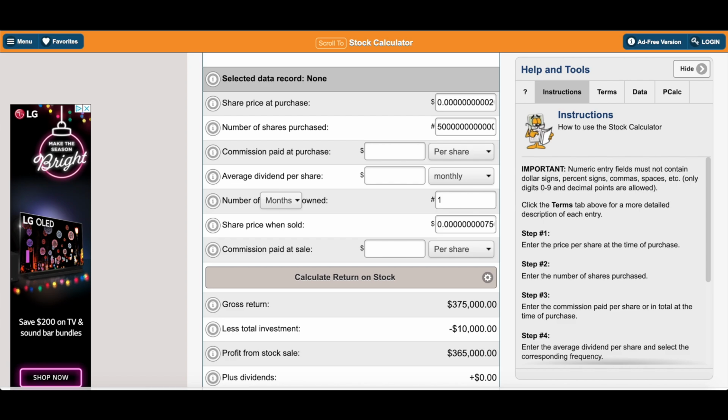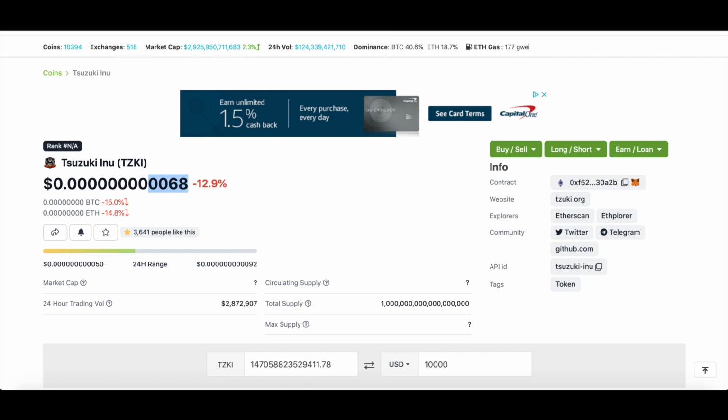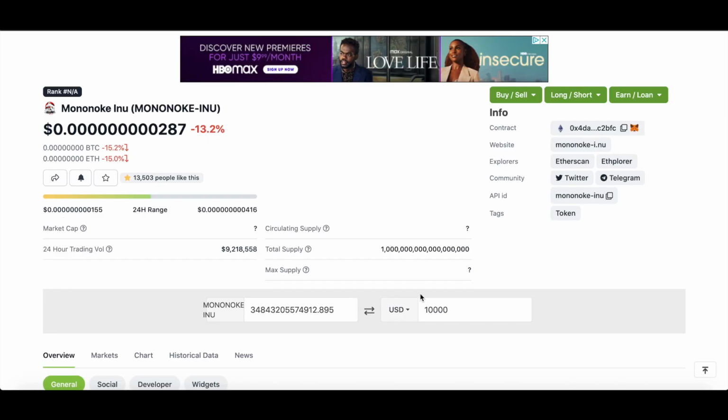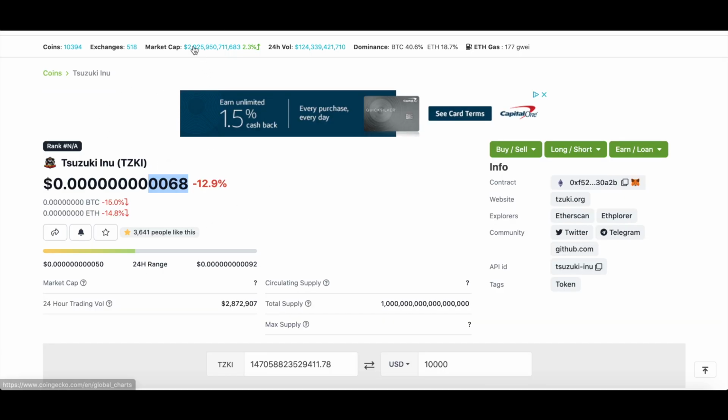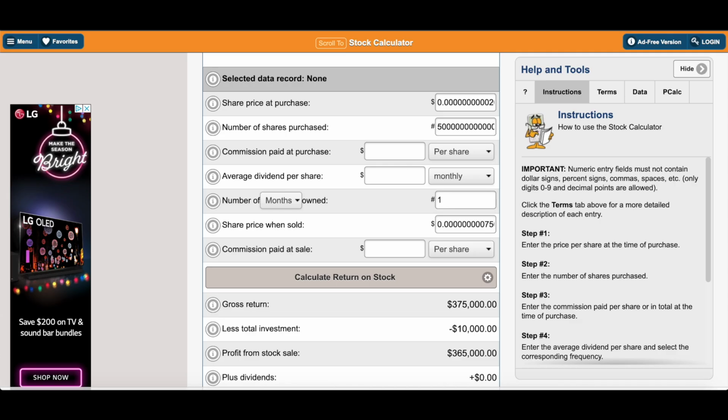Now before we move on, you might think some of these numbers are crazy. It's not possible, but it really is. If you look at the circulating supply of Chiro, same circulating supply as Tsuzuki, same circulating supply as Mononoke. And Mononoke, even today when it's high, it's 400 million in market capital. But right now, it's sitting at 200 million in market capital. And if Tsuzuki did that, you would see numbers. And if Chiro did that, you would definitely see numbers. So the all-time high for Mononoke was 750 million. So let's get back to the calculator.